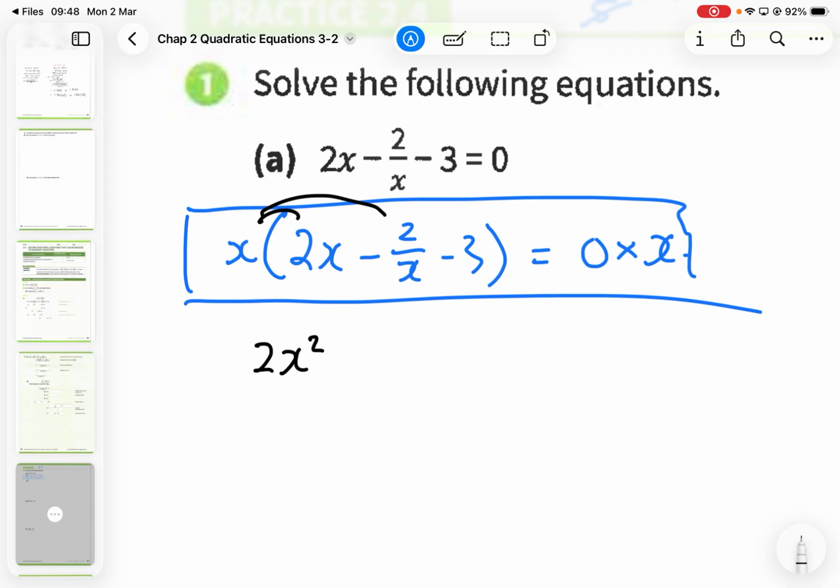And when my x multiplies to the 2 over x, x cancels with the x. Then negative 2. X multiplied to negative 3, so minus 3x. Right hand side, 0 times x is still 0.